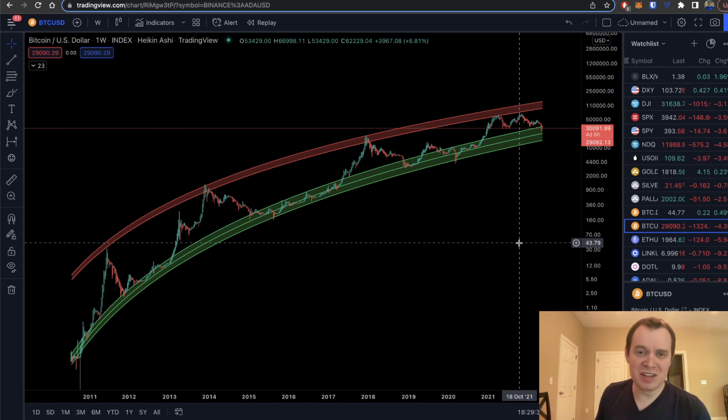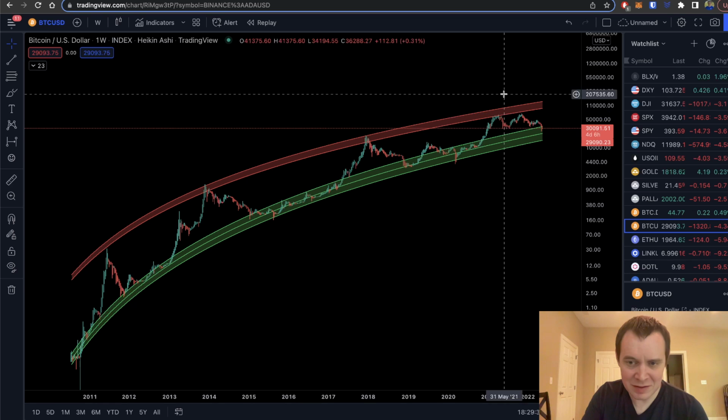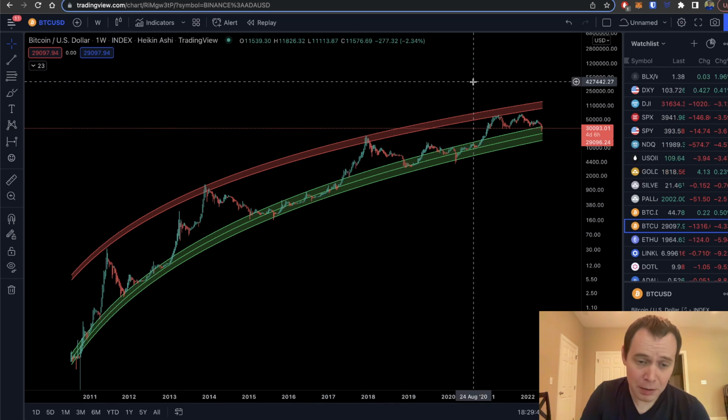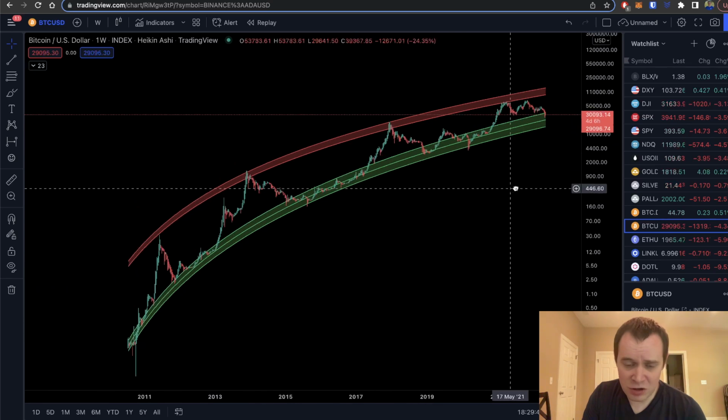And I suppose if we just hold 30K for the next 6 months or something, then you could start to argue, okay, maybe we don't have to go to 20K if it gives these longer term indicators time to slowly move higher. But there certainly is a strong chance of it happening.